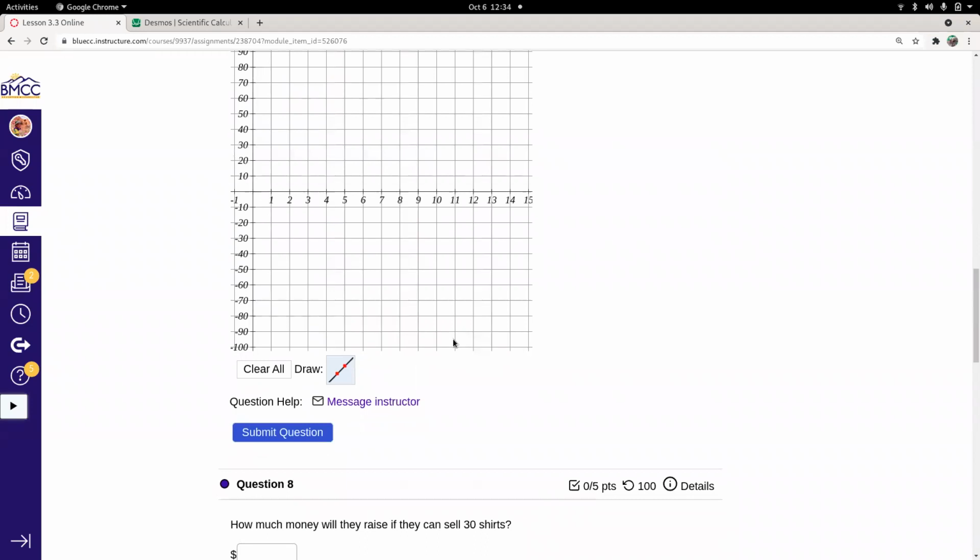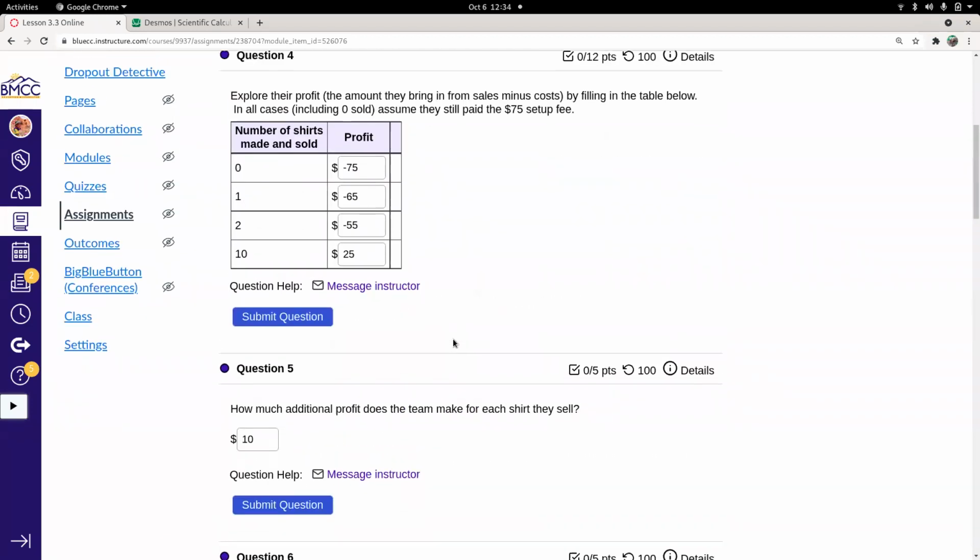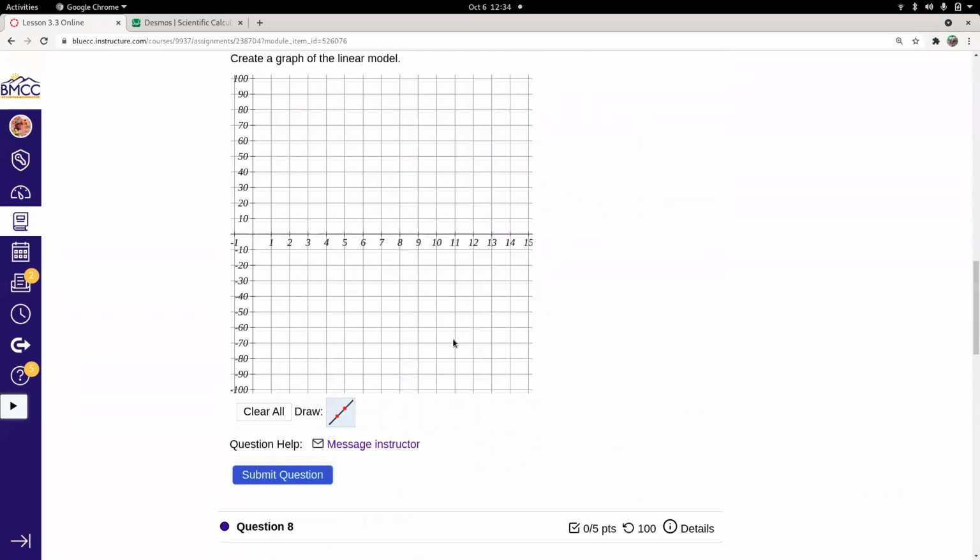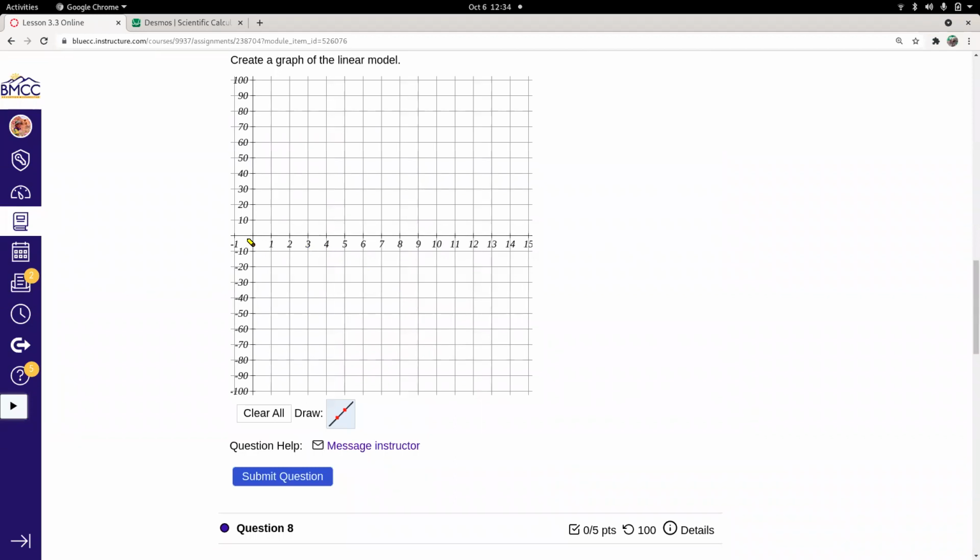And any 2 points work. It doesn't even have to be points on this table. So if you calculated some other points, that's cool too. So let's see, I have the point 0, -75, which should be about there-ish. And then 10 with 25. Ooh, and this is skipping by 5, so that makes it easier to plot. Is that 25 right there? Always double check. 10, 25, that looks cool.